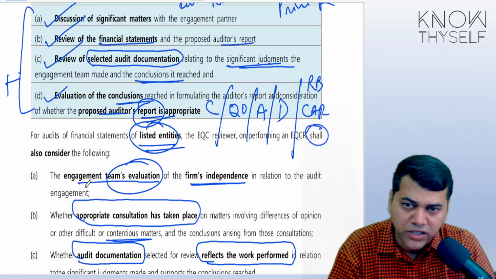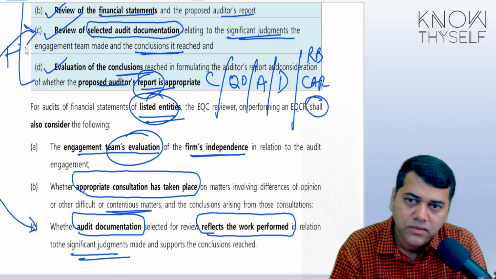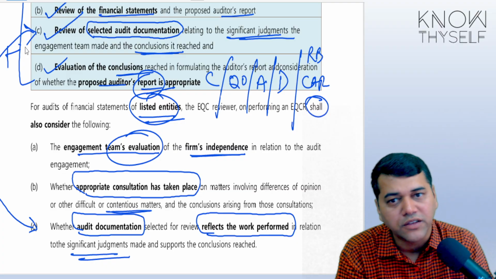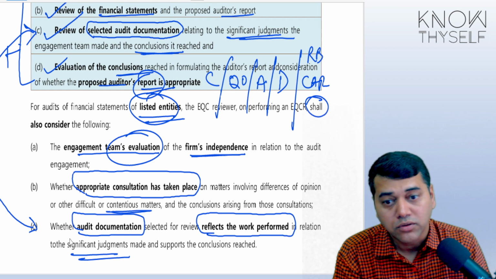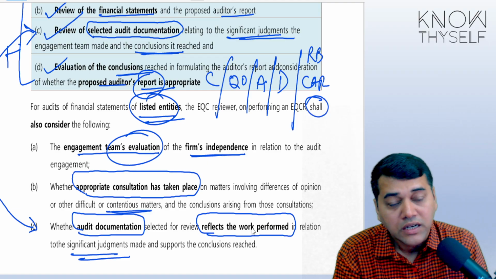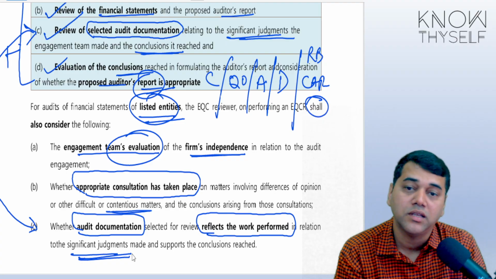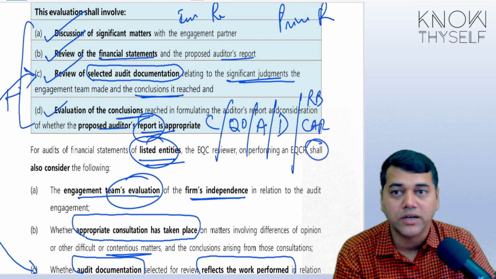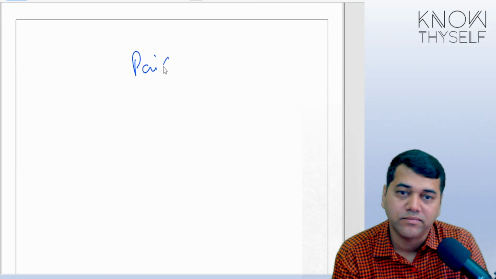judgments. Students, you see here, what is the difference between these two points? Review the selected audit documentation related to the significant judgments and check the conclusions reached. Now, check whether audit documentation selected for review reflects the work performed related to the significant judgments made. That means, I'll give an analogy to you. First of all, we will talk about the caterer.